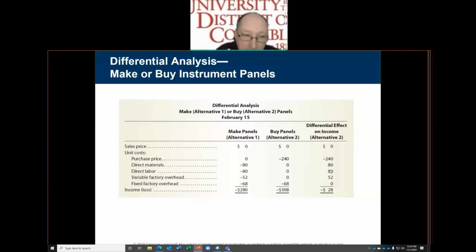Direct materials $80. Direct labor $80. Your variable factory overhead $52. The difference is $28. Okay. So in this case, my decision would be to make it because it will cost me less to make it than it would to buy it.